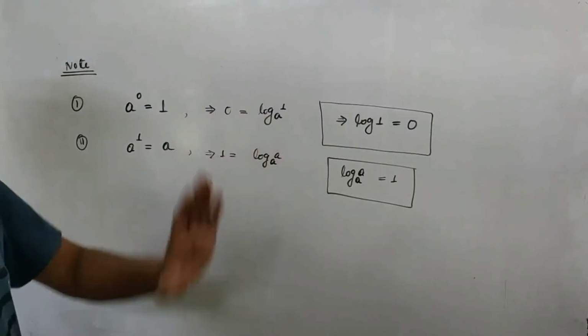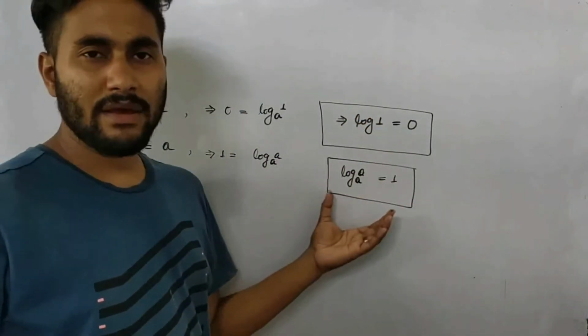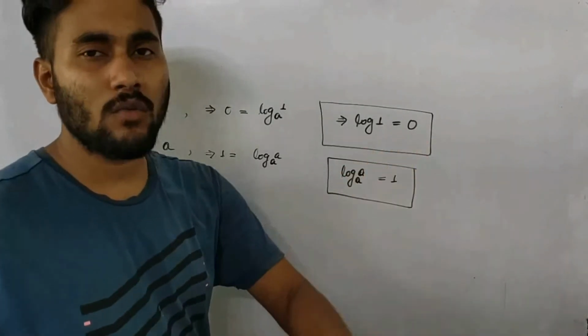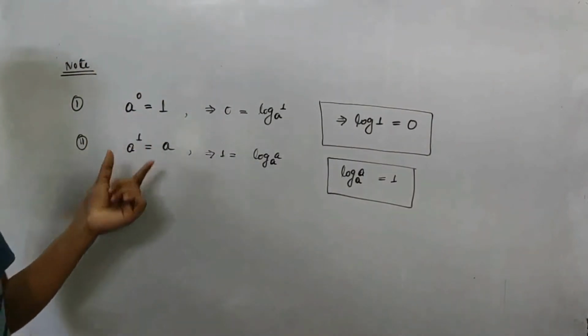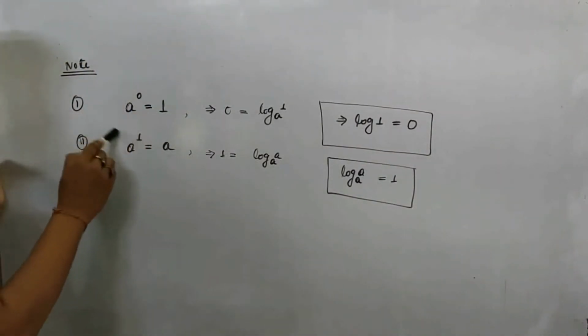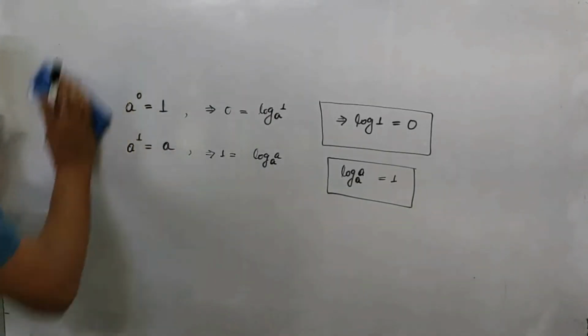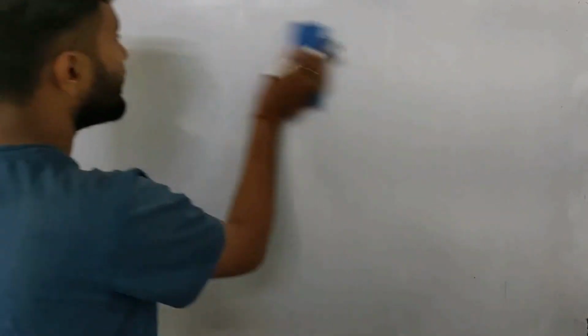So these two you remember. Log of 1 is 0. Log of a base a, say 4 base 4, 10 base 10, is always what? 1. If they are the same, then it is 1. How did it come? Simple thing. You know the exponent. Logarithm is nothing but the value of the exponent. Understood? Okay. These two values you write in your notebook and remember.